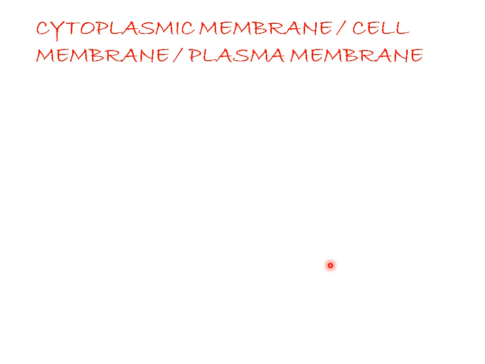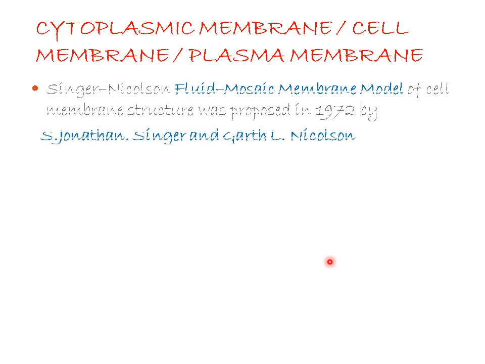Now coming to the cytoplasmic membrane. The cytoplasmic membrane is also known as the cell membrane or plasma membrane. These words can be used interchangeably. This cytoplasmic membrane structure was given by two scientists, Jonathan Singer and Garth L. Nicholson. Hence it is also known as the Singer-Nicholson fluid mosaic membrane model. This term, fluid mosaic membrane model, is very important because it signifies the structure of the cell membrane. They proposed this cytoplasmic membrane structure in the year 1972.